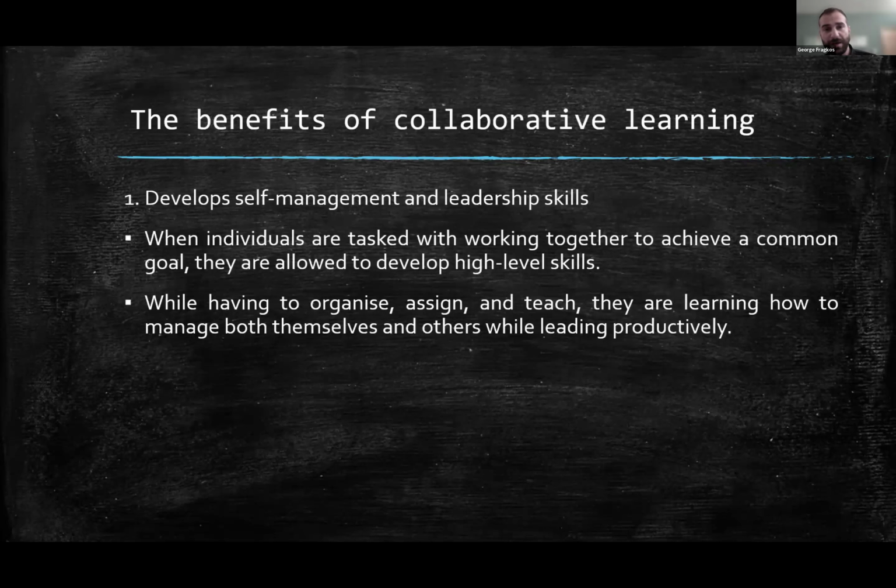Now, more specifically, I want to discuss the benefits of collaborative learning. And after this presentation, I have another presentation based on the experience of my organization with a specific method, a specific approach about collaborative learning. So the first benefit of collaborative learning is the development of self-management and leadership skills. I started on this when I ended in the previous slide.